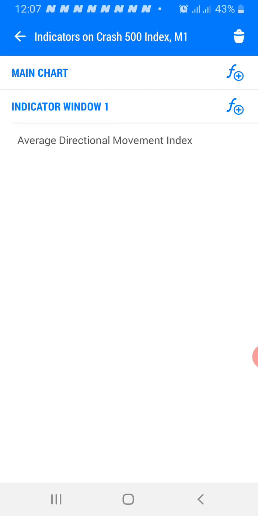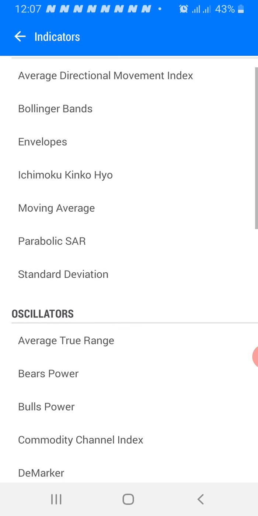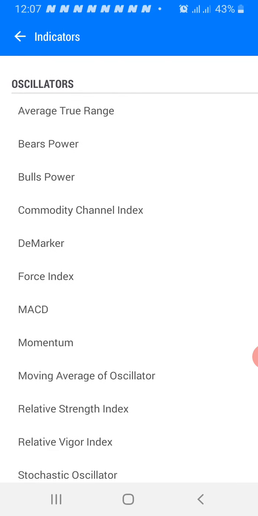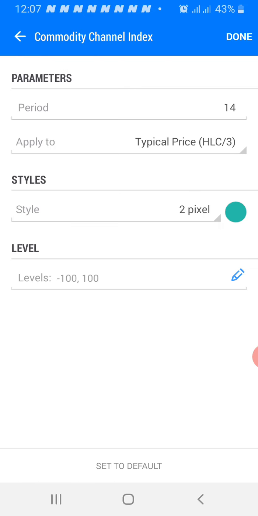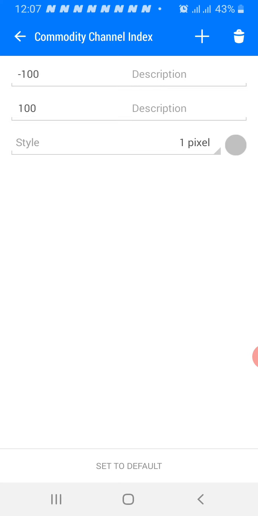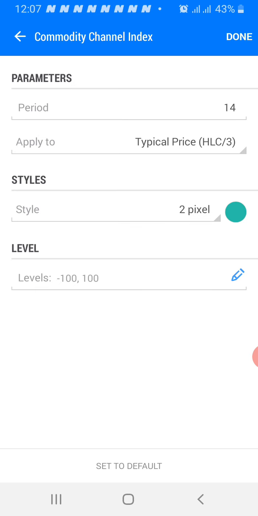The next indicator we'll need here is the commodity channel index. Same as in the indicator window, you look for commodity channel index. Then the period, we're using period 14, apply to typical price, 2 pixel, we're using green. Then the levels are minus 100 and 100. Color, you can use the color of your screen as well. So you click done.